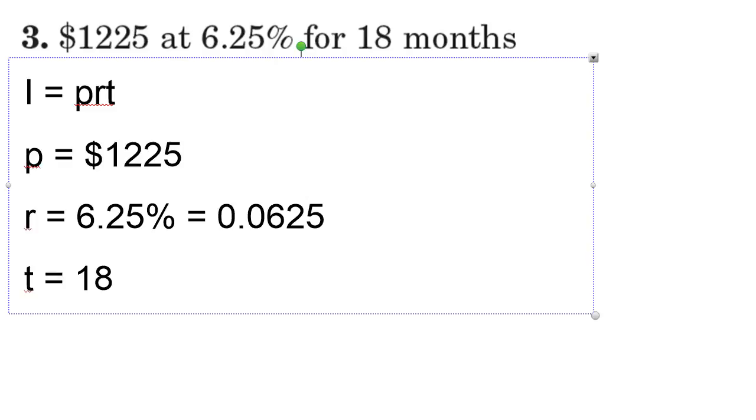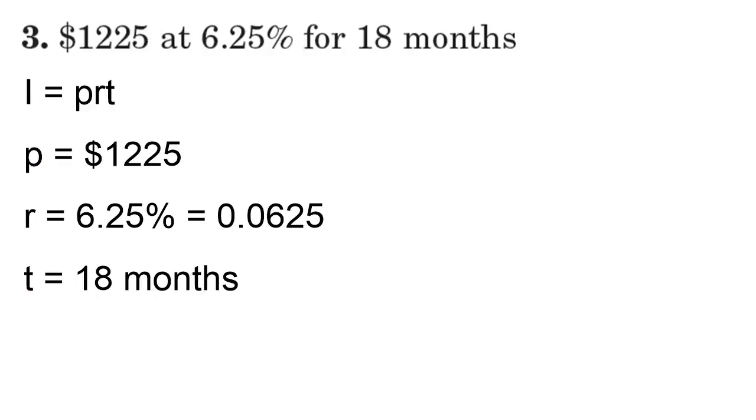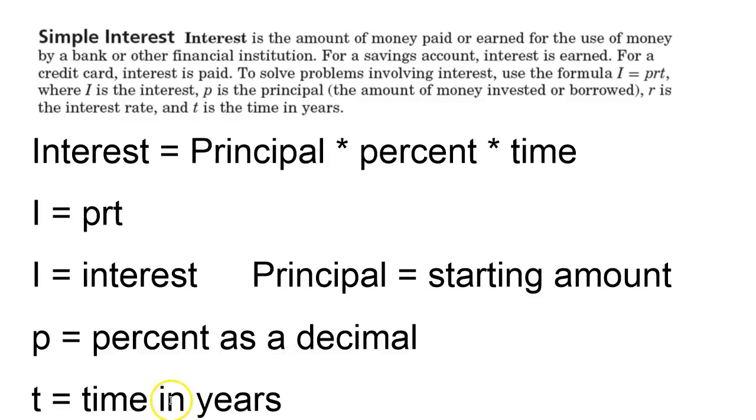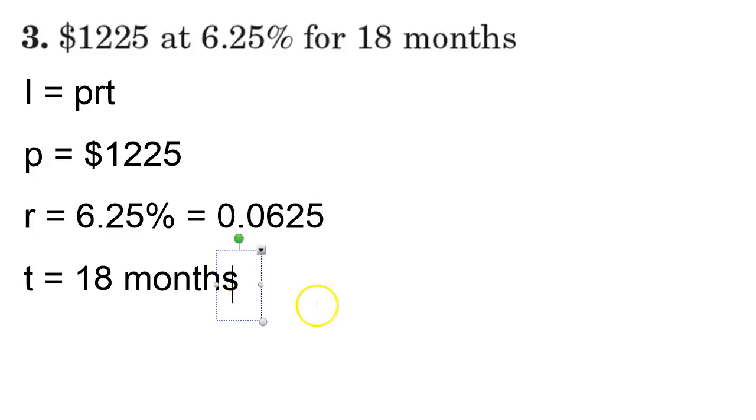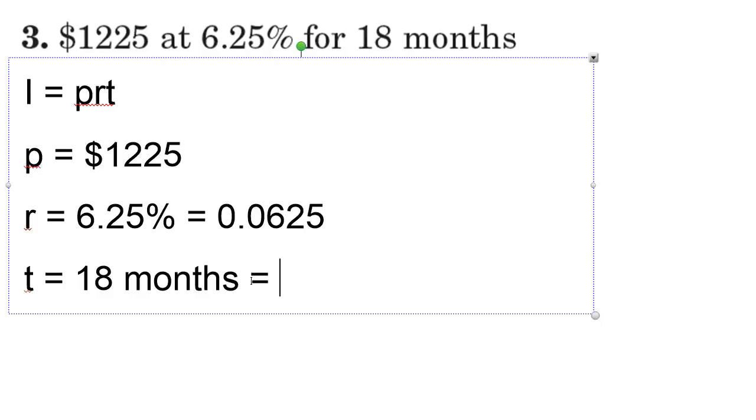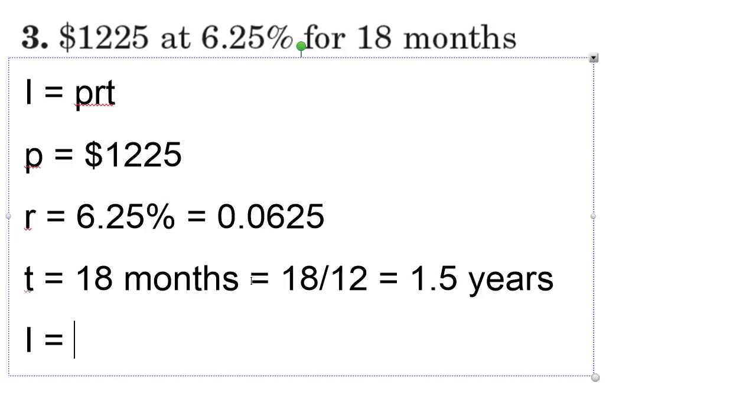This is 18 months. The problem is if I go back for this problem, time has to be in years, not months. So we got to sort out, well, if that's 18 months, how many years is that? Well, that's where knowing that there are 12 months in a year, so I'll divide 18 by 12 and get 1.5 years. So interest equals 1225 times 0.0625 times 1.5.